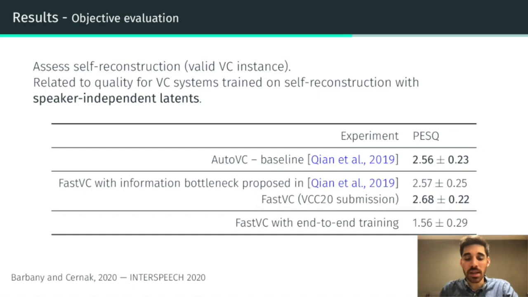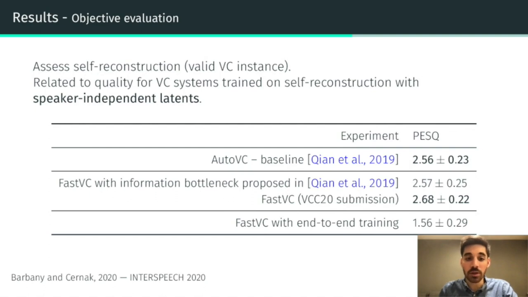Let's now jump to the objective evaluation of the proposed method. Voice conversion is an ill-posed problem. For this reason, it is difficult to assess the results of a voice conversion model with objective measures. We use PESQ on voice conversion with either the same or different speakers. This table presents the results when the same speaker was used.